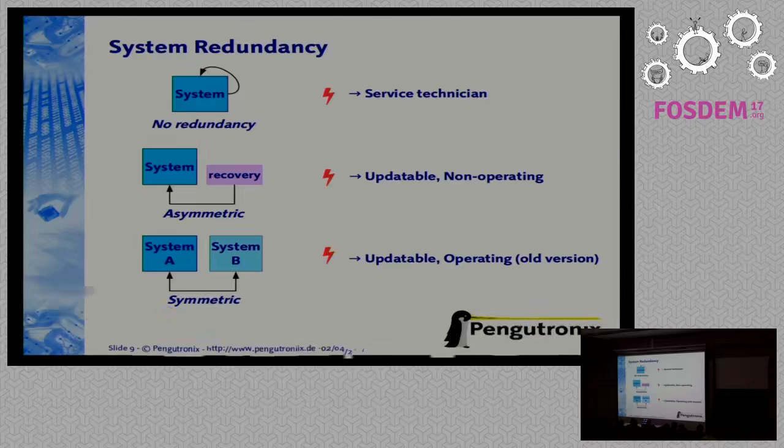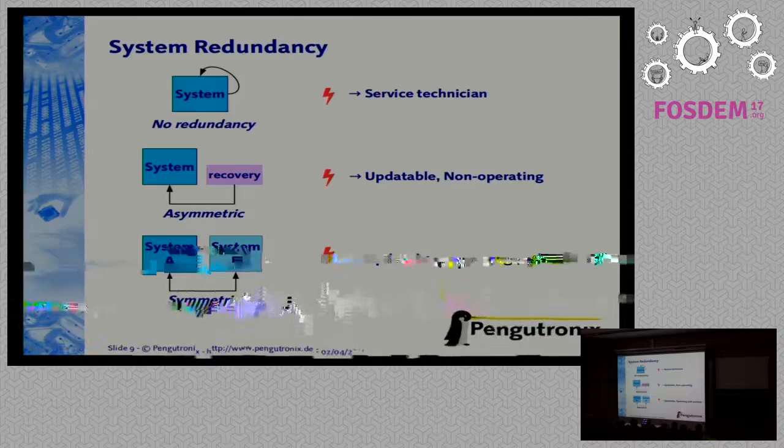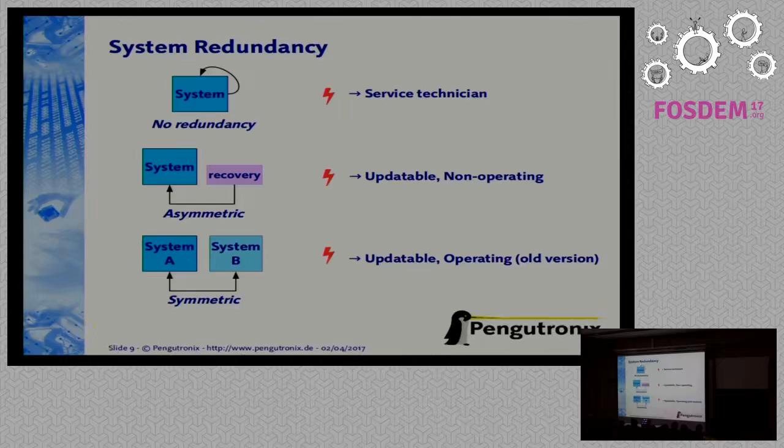So what we really want to have is a full symmetric redundancy system where you have a system A that may update system B, and a system B that is able to update system A. And even in case of failure, you have maybe an old, but you have one system that is still operating.